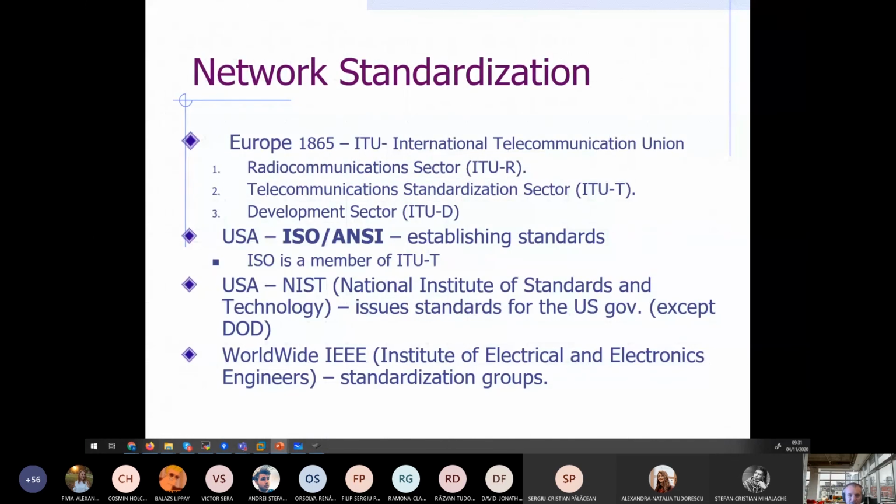There are a bunch of standards defining all that we are talking about. Every protocol is described in some sort of standard documentation, and there are some organisms that are actually handling these things. In Europe, the International Telecommunication Union is the organization that defines how each protocol should be made, and it describes that in a series of documents.